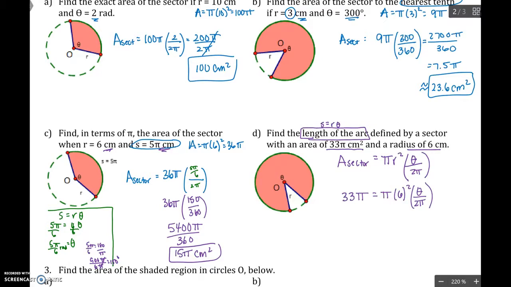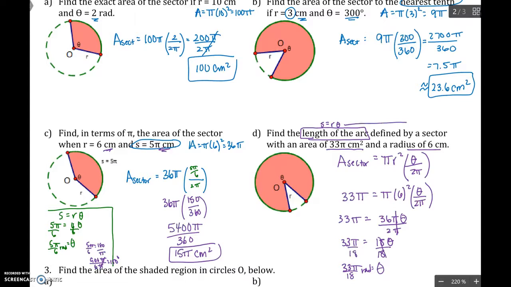So I'm going to multiply everything across the top here. So 36 pi times theta, and then all on the bottom over 2 pi. And look here, the pi's cancel. 36 divided by 2 is 18. And then if I divide by 18 on both sides, that will get theta alone. So now I know that my angle is 33 pi over 18 radians.